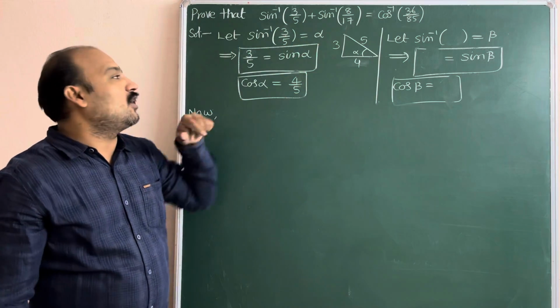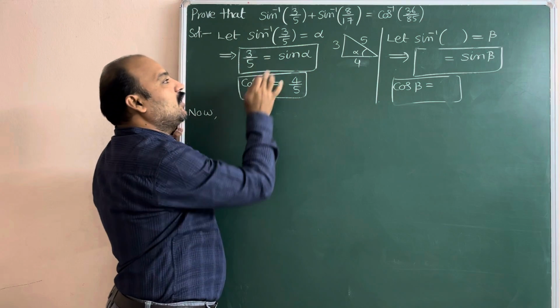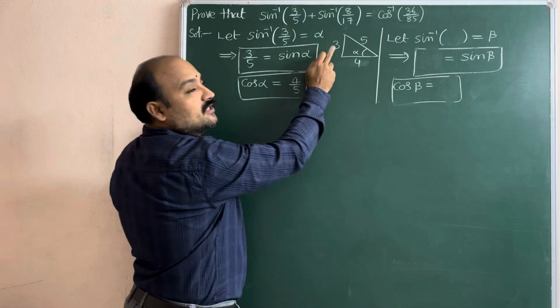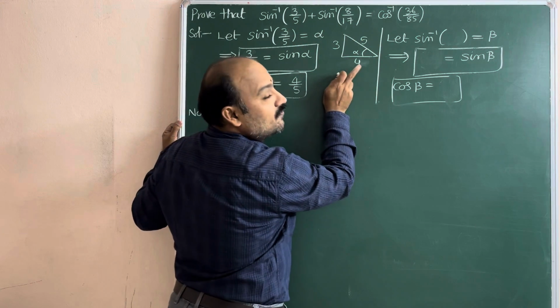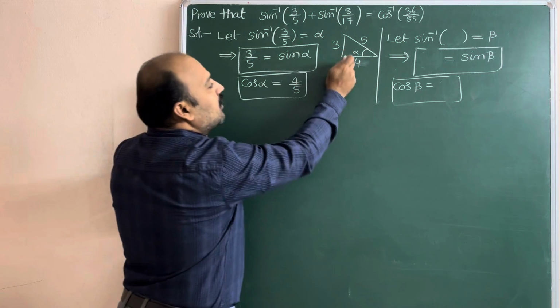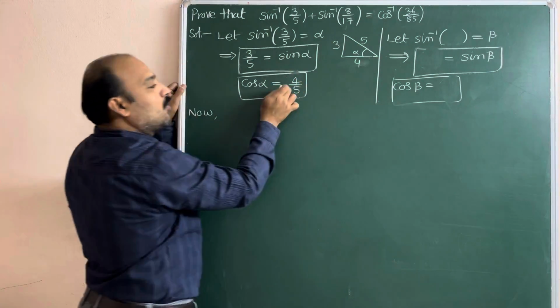First, we assume the first term, sine inverse of 3 by 5, is alpha. So sine alpha equals 3 by 5. The sine definition is opposite by hypotenuse, 3 by 5. By using Pythagorean triples, the adjacent side will become 4. Otherwise, you can also apply the Pythagorean theorem. From this I want cos alpha. Cos alpha means adjacent side by hypotenuse, 4 by 5.